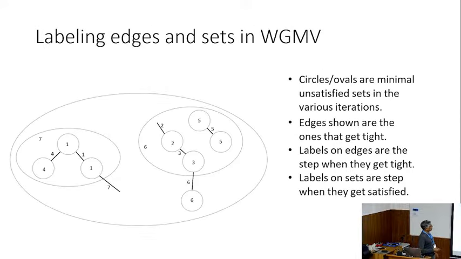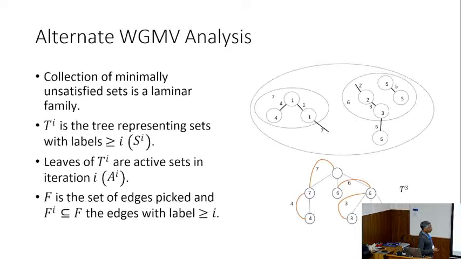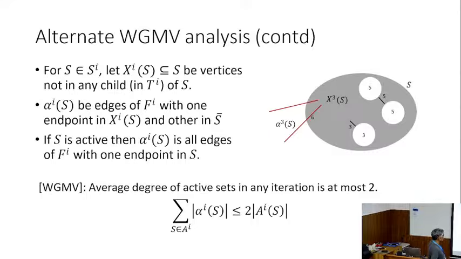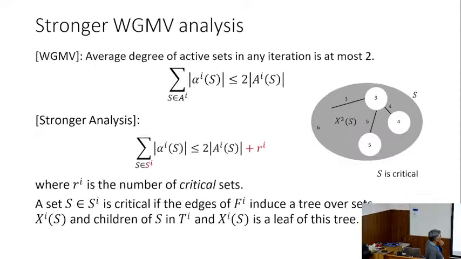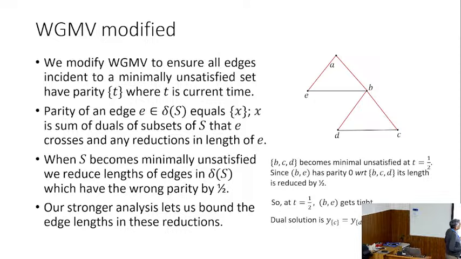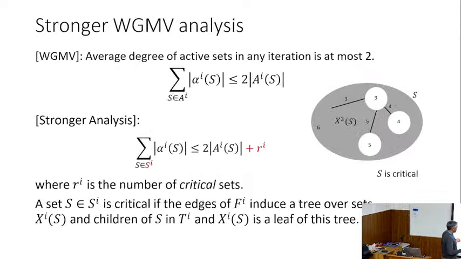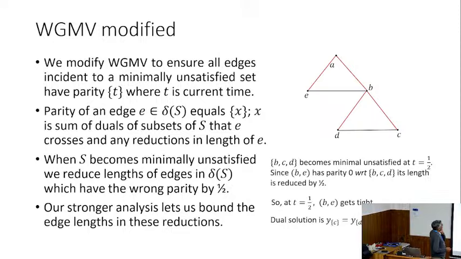Now let me skip a few slides here. So what is it that we did? We used this idea, we went into WGMV, we had to strengthen the analysis, we sort of redid the analysis of WGMV, and these are slides for that. I do not know why I made this, but maybe some other talk. And so the end result was that we could modify the algorithm, and the modification is actually fairly easy.